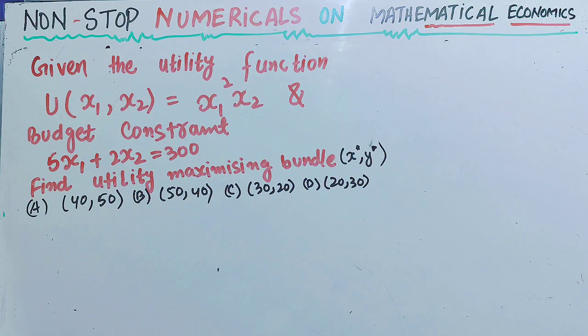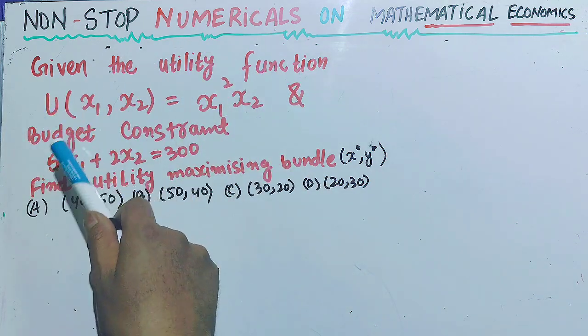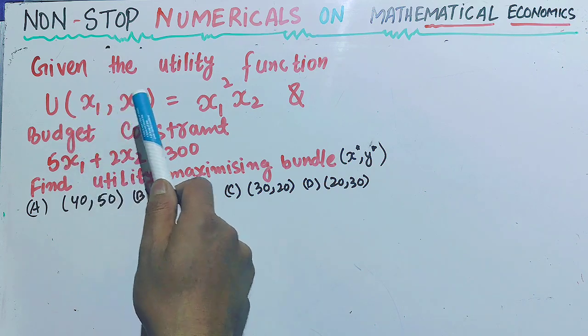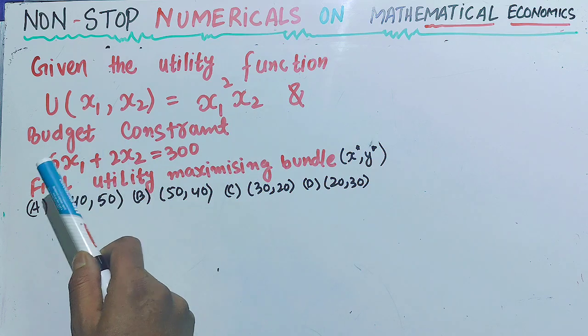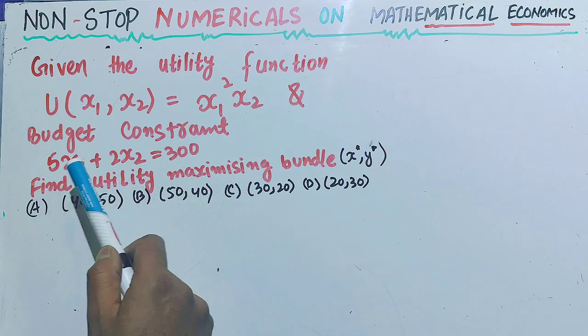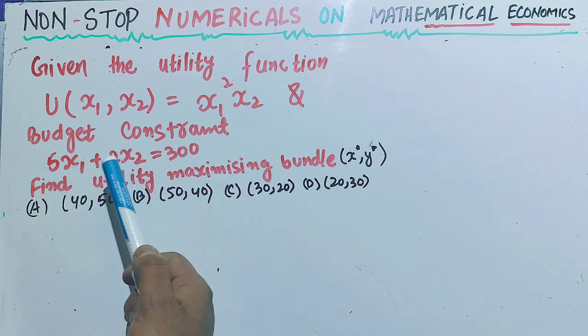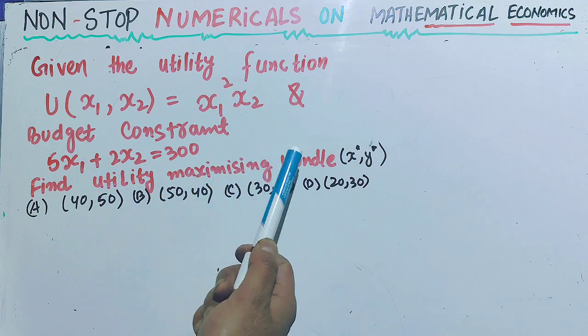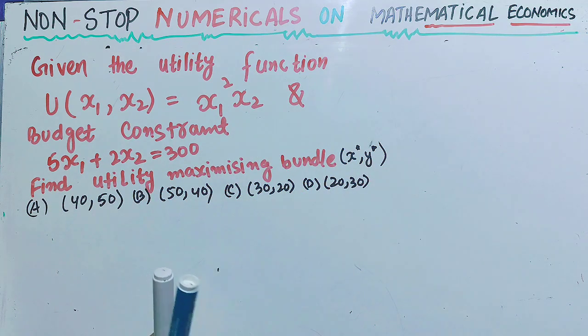Next question is how to find out the utility maximizing bundle from the given utility function and the budget constraint. Given the utility derived from the consumption of goods x1 and x2 is equal to x1 square times x2, and the budget constraint is 5x1 plus 2x2 is equal to 300. 5 denotes the price of good x1, 2 denotes the price of good x2, 300 denotes the income of the consumer. Find the utility maximizing bundle. Options are being given, so we need to find out the correct option.